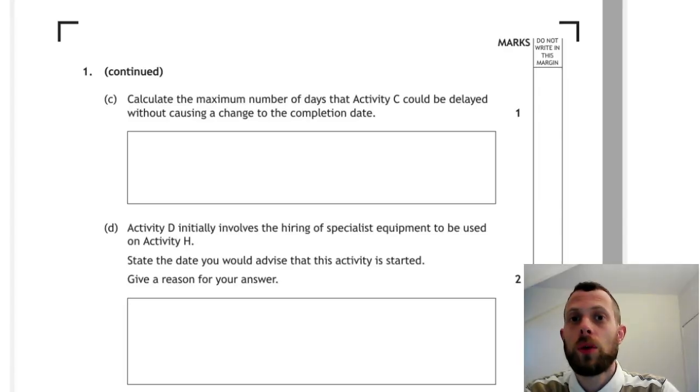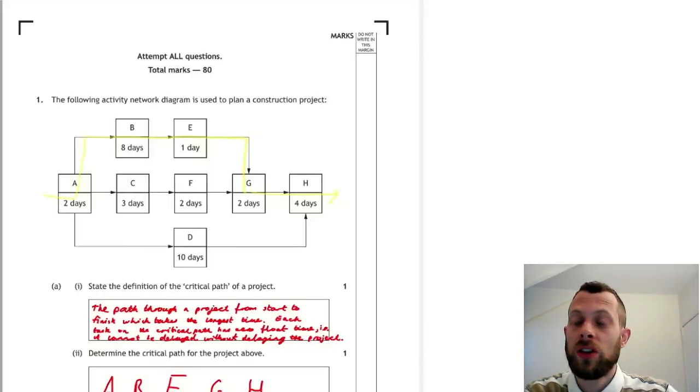So now we're on to question C. Calculate the maximum number of days that activity C could be delayed without delaying the end of the project. So let's have a quick look back at the activity network. We can see that activity C and F carry on in parallel to B and E, which are on the critical path. So B and E together will take 9 days. That's what limits the project completion date.